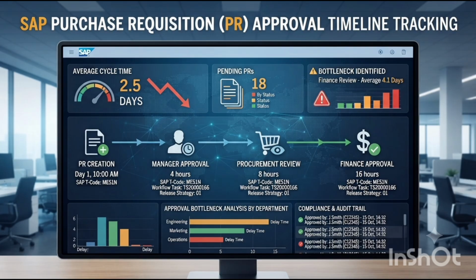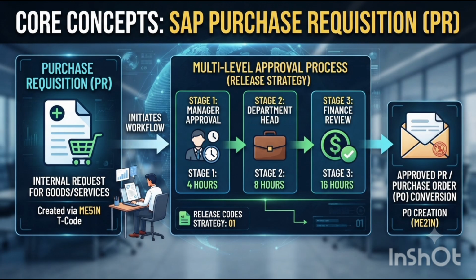From a technical architecture perspective, SAP stores this vital timeline data across several core database tables. Basic PR data and creation dates reside in tables EBAN and EBKN. Meanwhile, status changes, release code activations, and exact modification timestamps are captured in change document tables.